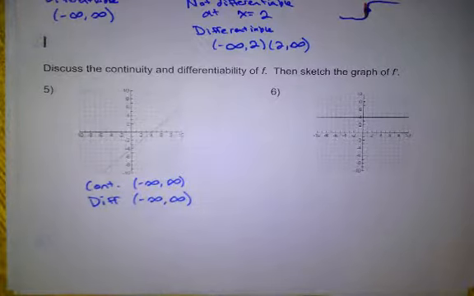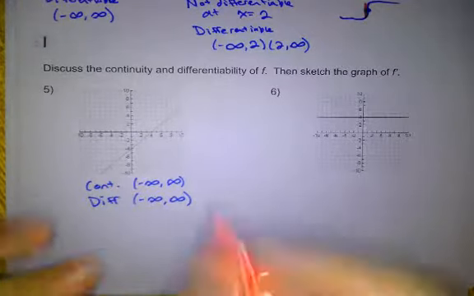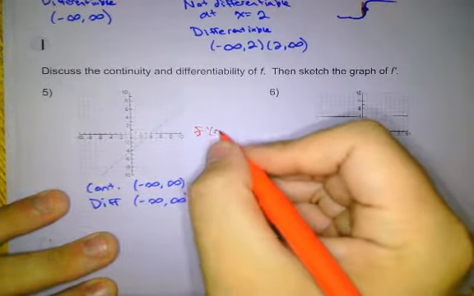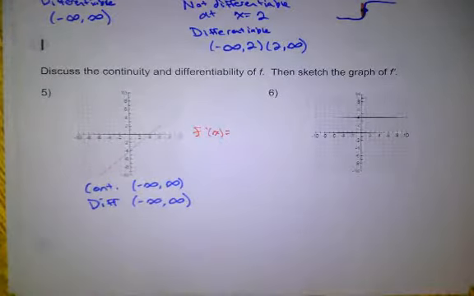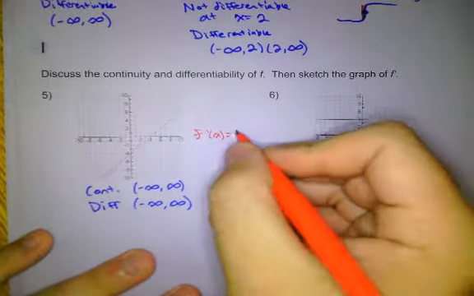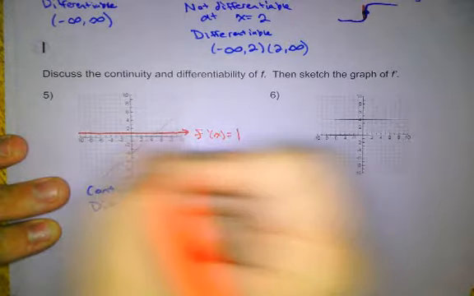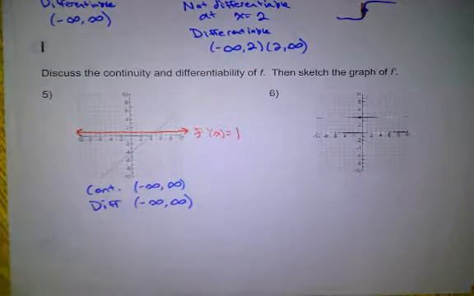What's the slope of this line? Slope is 1, right? So you'd agree that, and it's 1 the entire time? So the derivative is equal to 1? So that's the derivative. It's 1.